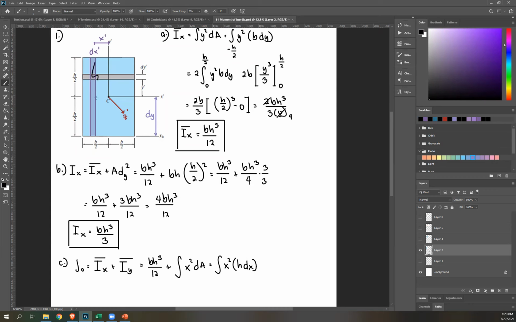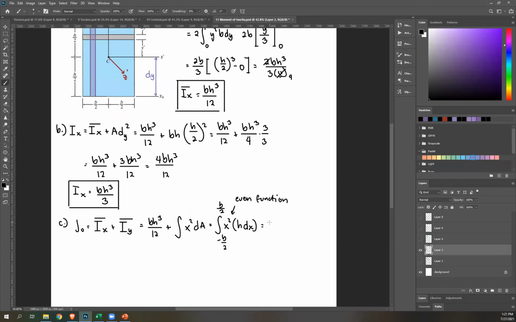Once again, this element moves from this left side to this right side. This is your centroid. So to the left, this point is negative b over 2. And then to the right, this point is positive b over 2. And then, this is another even function. So we can simplify this. And then we know that h is constant from the previous problem. So here, h is constant. So this becomes 2h from 0 to b over 2 of x squared dx. We already know the integral of x squared dx, that's just x cubed over 3. So I'm going to factor out 3.